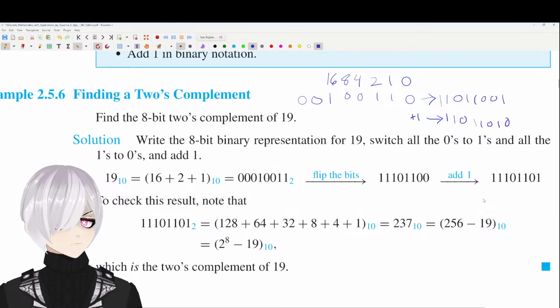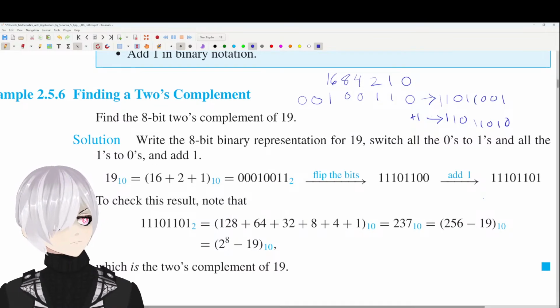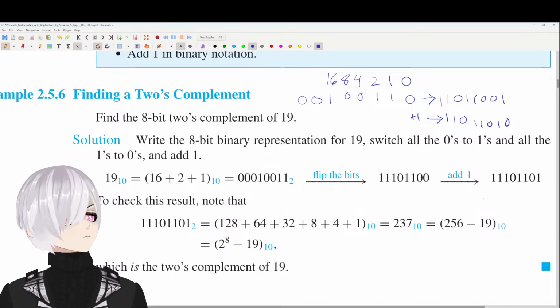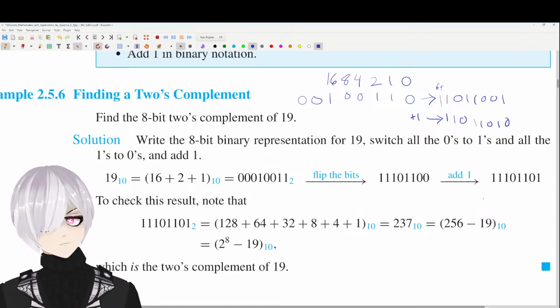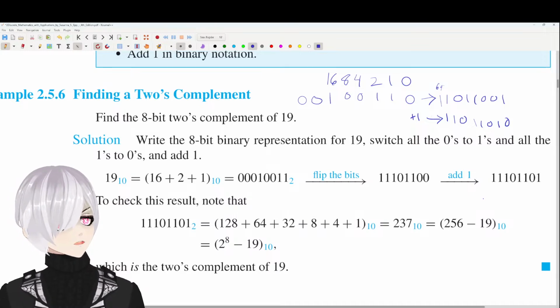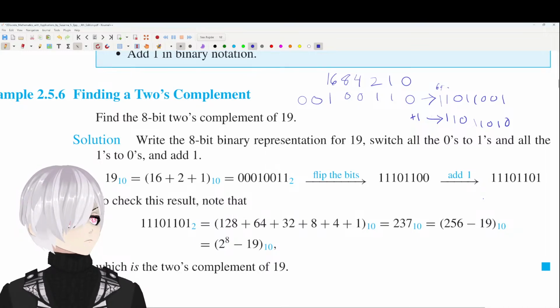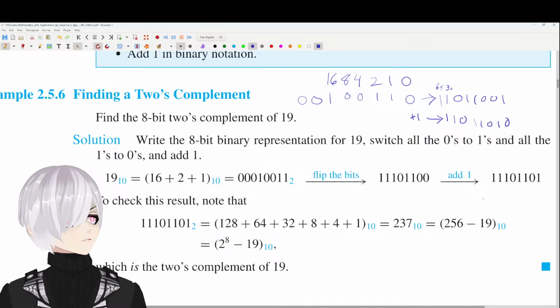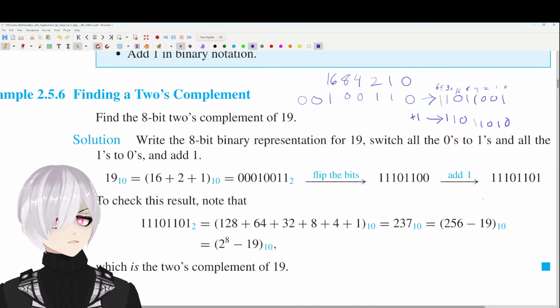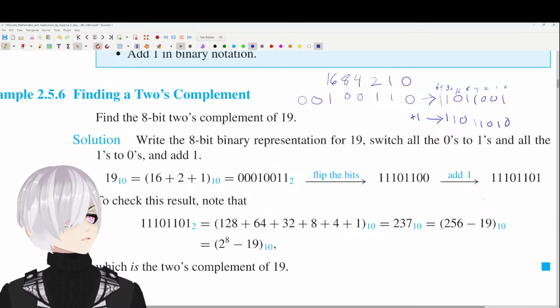But I guess now we've got to add 1 to that thing with the bits flipped. I guess they want the two's complement in decimal, just to double check. When we're adding one, the one is just going to be 7 zeros followed by a one. So you'll have 0 plus 1.